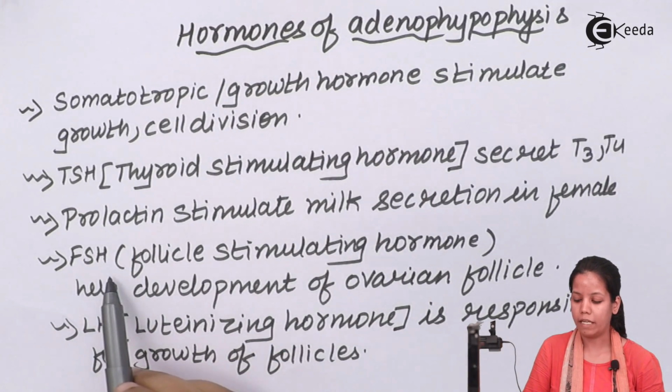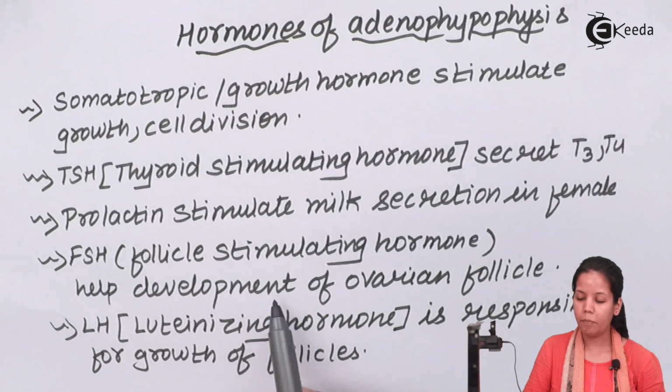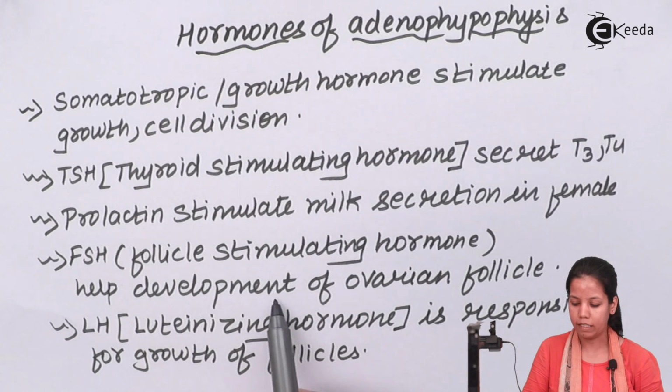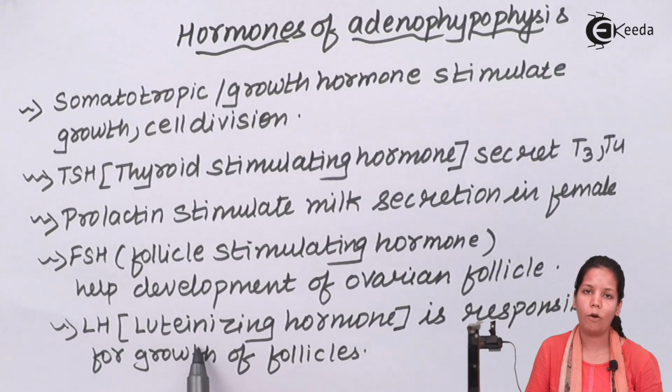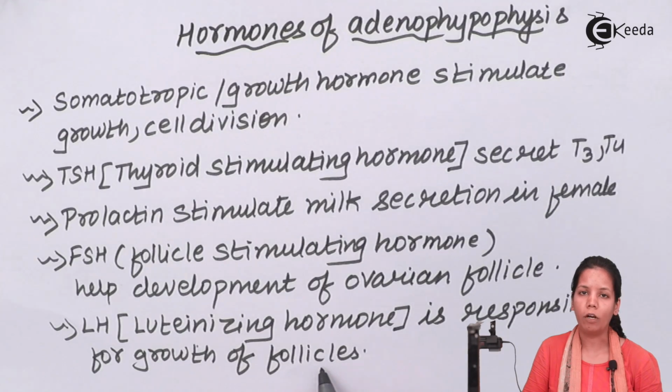FSH, which is also called follicle stimulating hormone, helps in the development of ovarian follicles. And finally, your luteinizing hormone, which is very crucial and very responsible for growth of follicles.